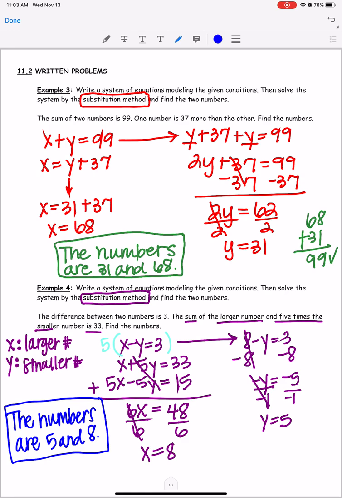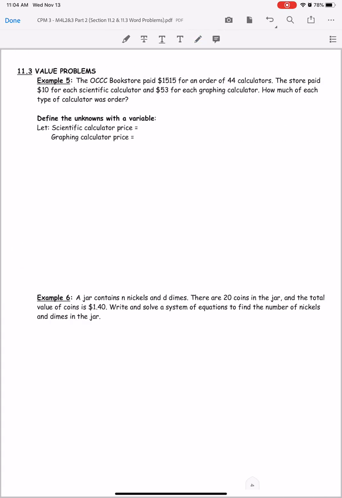Okay, so those are your written problems. We've got two more types. On the next problem, we have our value problems. Now, with these value problems, you will have a test question over them, so we do need to get good at these.